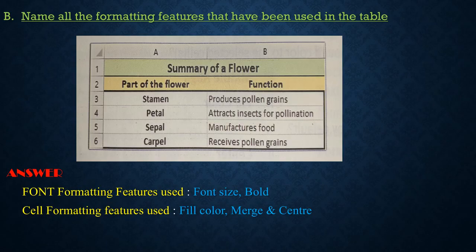The font formatting feature is used. Font size, they are changing the font. All the sizes are not the same, right? So they select each sentence separately, change the size, and make it bold. Then cell formatting also they did. For cell formatting features, fill color, merge and center. They are merging the cells. Can you see the part of the flower and the function? Both they merge. Summary of a flower also they merge. Can you see? Okay.